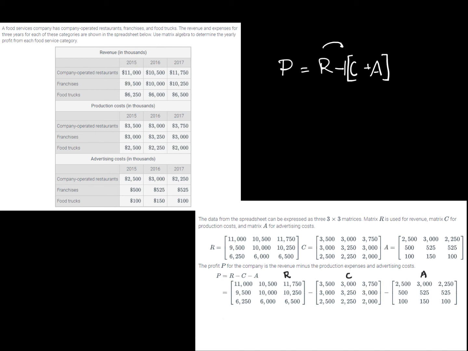And then let's just pick another one randomly here. 10,250 minus 3,000 minus 525 turns out to be 6,725. And if I do that for each entry, I get this matrix, which is matrix P, P for profit. So I'll just say that's equal to P. And what this now tells me is that each entry in the individual matrices corresponded with a given year. So let's look back at the original problem here, 2016. In 2016, the revenue was $10,500 from company-owned restaurants.